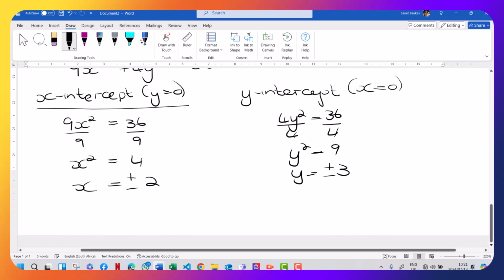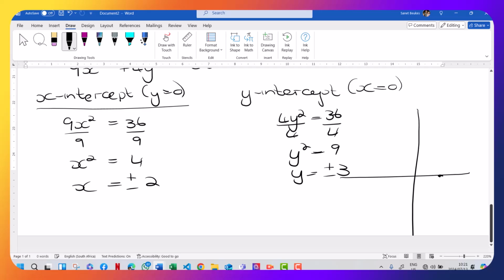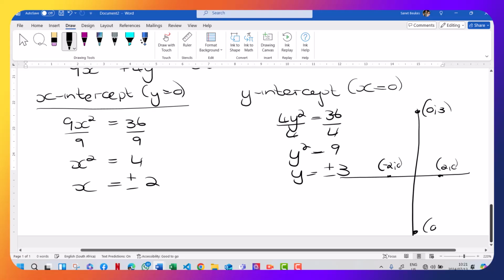So if I do this, let me plot this. I have a 2. That will be 2 and 0. Negative 2 and 0. Then I have 0 and 3, and 0 and minus 3. If you look at this, it's not a circle, it's an ellipse.